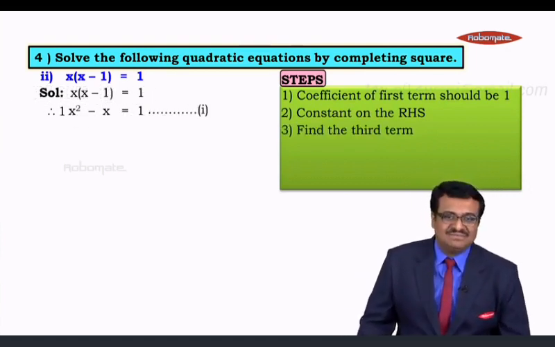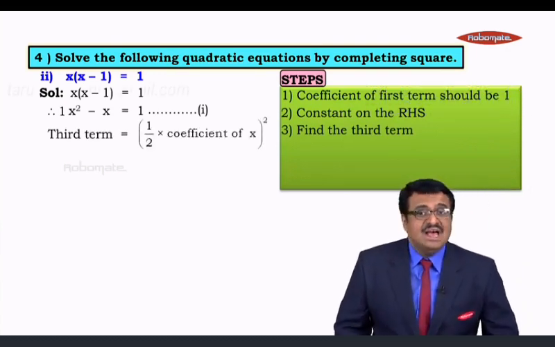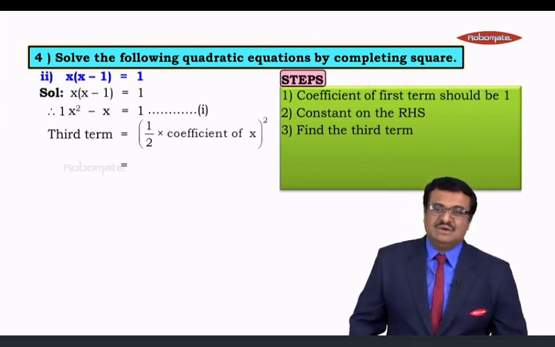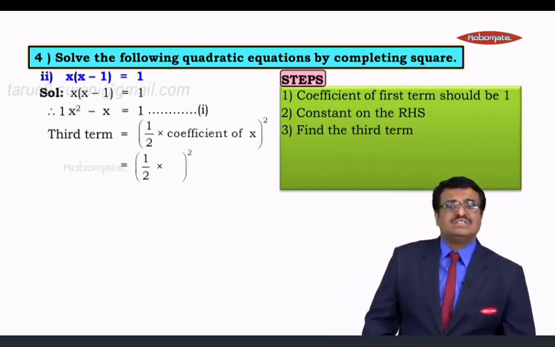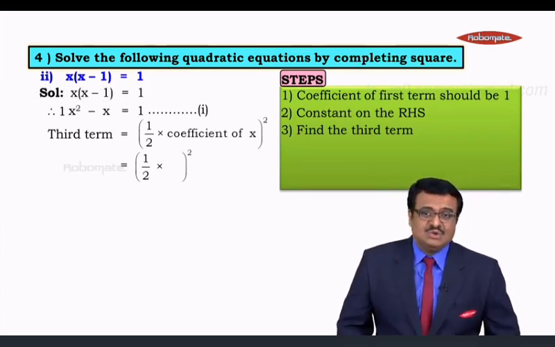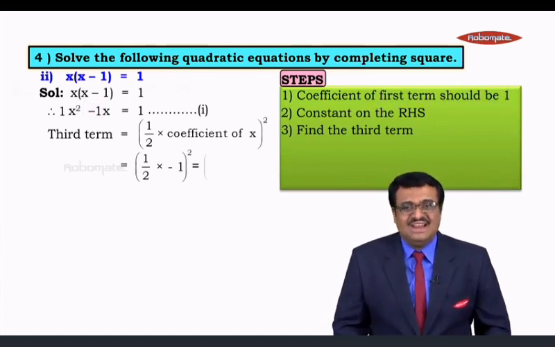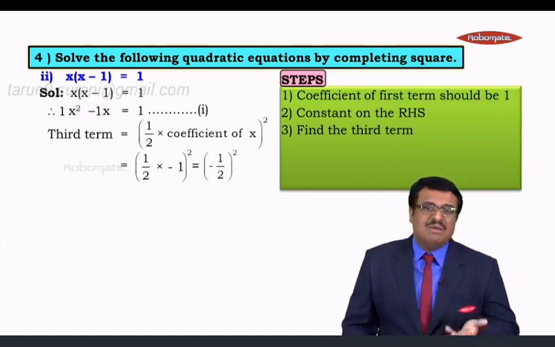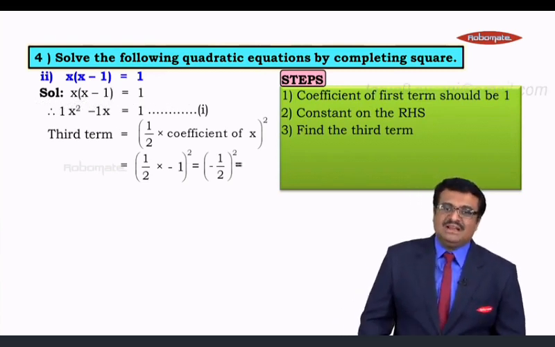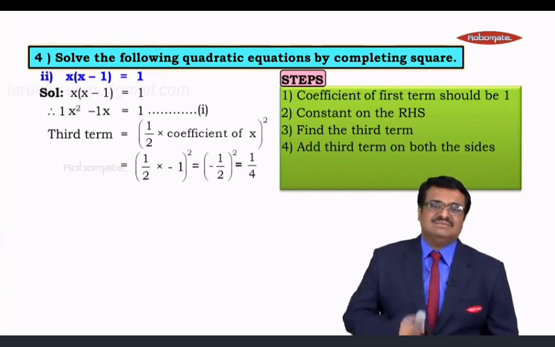Find the third term. What is the third term? Third term is given by the formula. What is the formula? Half into coefficient of x the whole square, right? Which is equal to half into, what is the coefficient of x? The number which is there with that x, which is minus 1. So half into minus 1 the whole square, right? So what we get? Minus 1 by 2 the whole square, and minus, if you square, it becomes plus. So what you get is 1 by 4. So add this third term on both the sides of this equation 1.